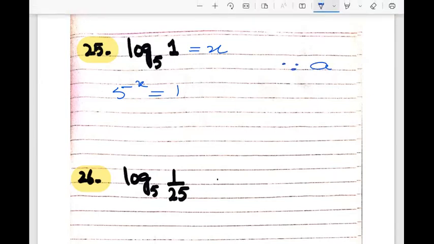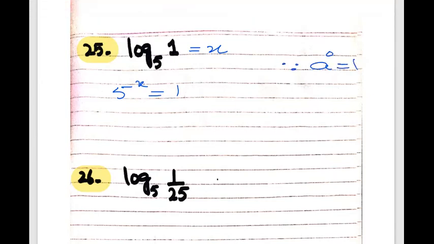Question number 25 is to evaluate this value. So this will be equal to x. In order to calculate x, we'll convert it into exponential form, which is 5 raised to power x equal to 1. And we know that a raised to power 0 is 1. So if we write 5 raised to power 0, this will be equal to 1. So we can place 1 as 5 raised to power 0 to make the bases the same. So now the bases are the same, now x equal to 0.